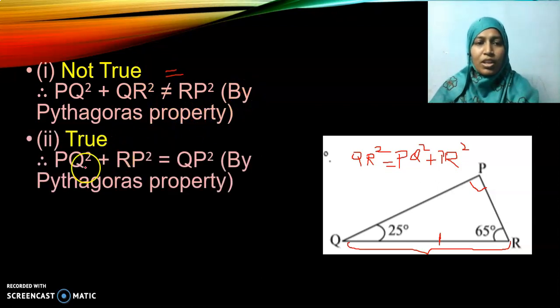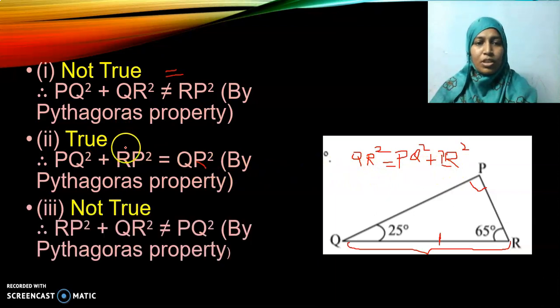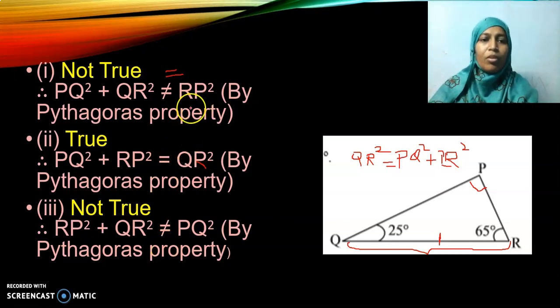Similarly, the next option, they have given the same. QR squared is equal to PQ squared plus RP squared. RP can also be written as PR. Okay, so this is the true statement. What about the third statement? No, it doesn't match with this statement. So it is also not true by Pythagoras property. Is it clear, children?